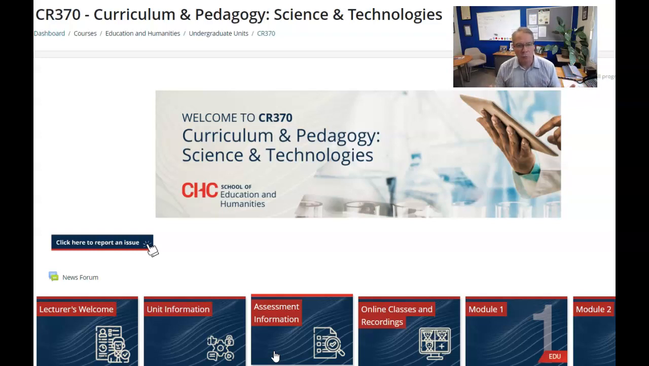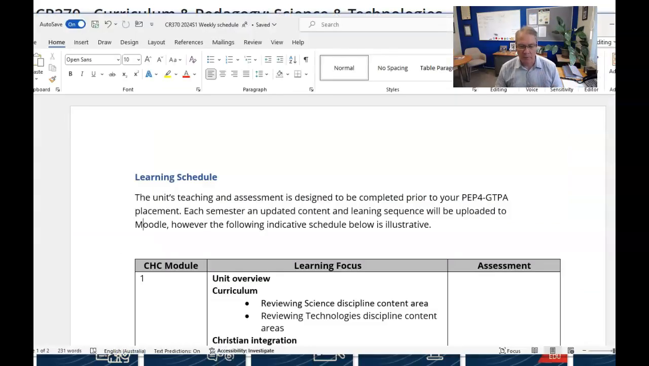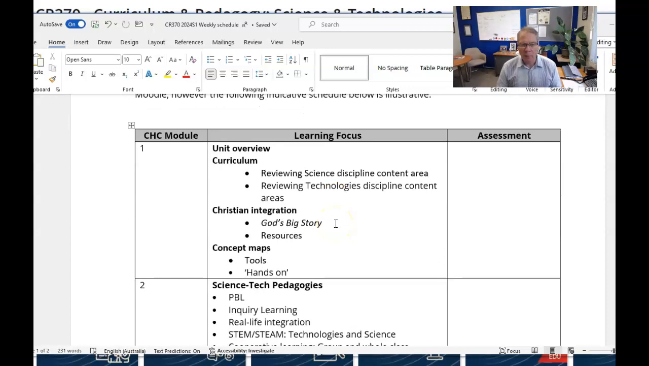The Moodle outline is the same as per normal, but I'd like to highlight a few things to you. First of all is our weekly schedule, and in that schedule you'll notice that assessment is delivered in class, in weeks 3 and 4. So opening up the schedule, what does it look like? Well, we're going to review the curriculum again, retouch on Christian integration, and talk about how we can do concept maps as part of your assessment.